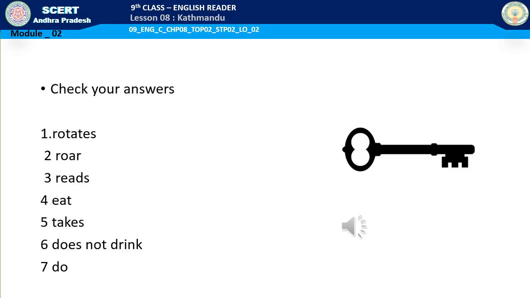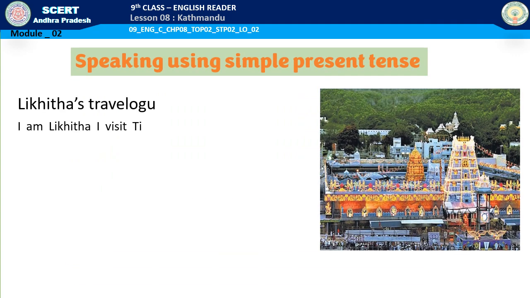Students, check your answers. The first answer is rotates. Second answer is roar. Third answer is reads. Fourth answer is eat. Fifth answer is takes. Sixth answer is does not drink. Seventh answer is do. Well done.